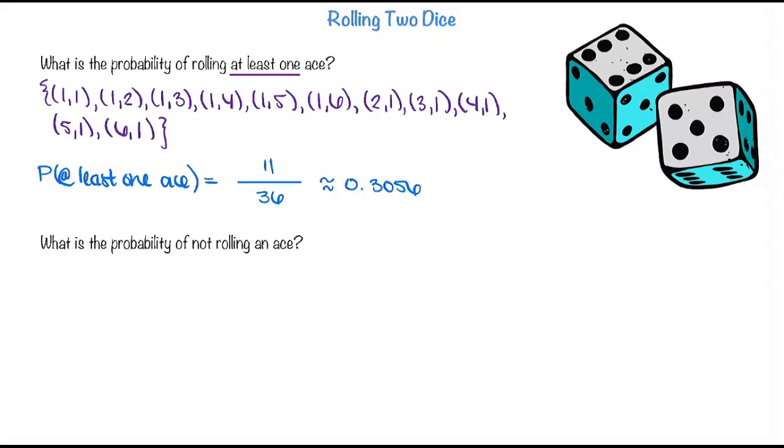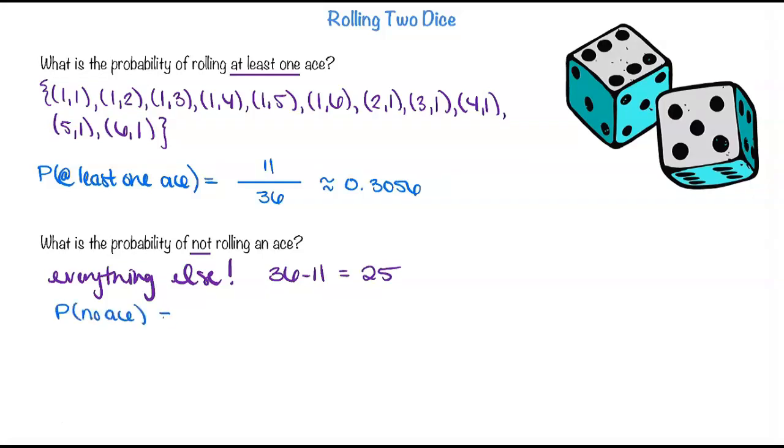Now let's think about the probability of not rolling an ace. In this example, the key word is not. Notice that not rolling an ace is the exact opposite of rolling at least one ace. There are no other options. We either roll at least one or we roll none. So the outcomes of not rolling an ace are everything else, or all other options. So out of the 36, taking out the 11 outcomes that have an ace, there's 25 ways to not roll an ace. So the probability of not rolling an ace is equal to 25 out of 36, or approximately 0.6944.